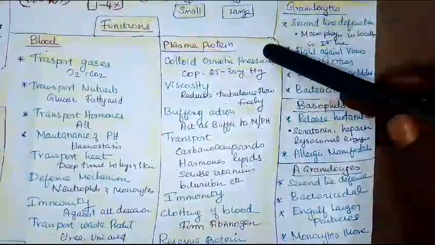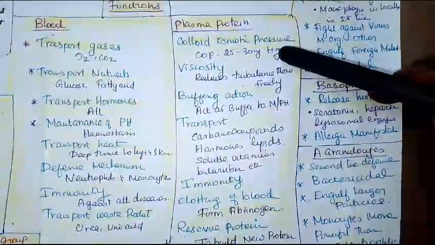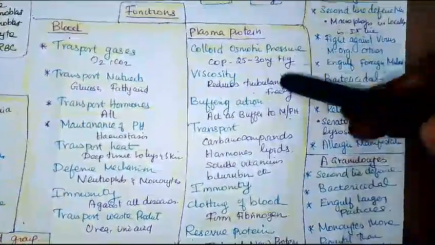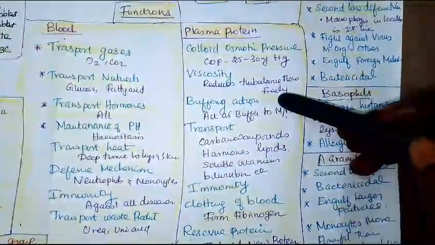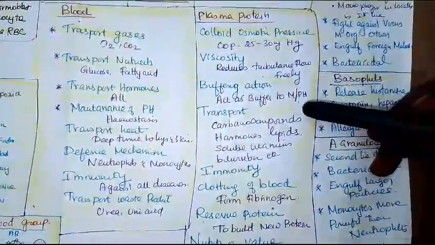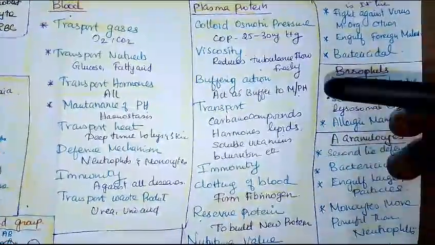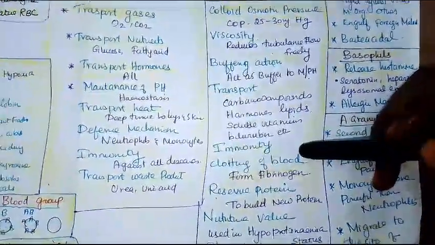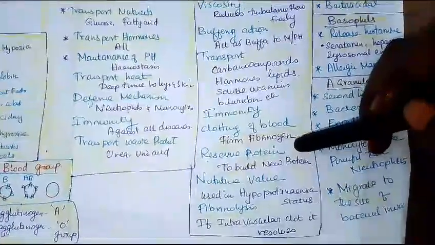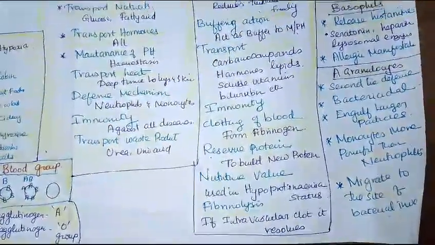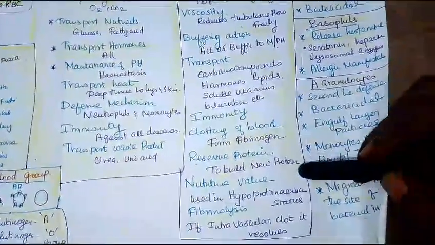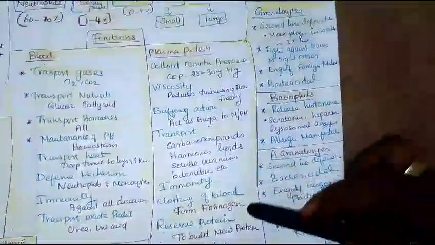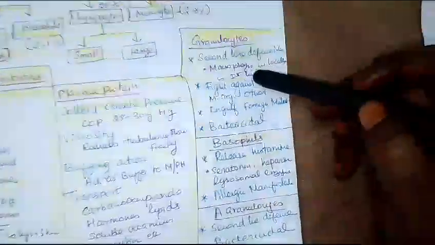What is the function of plasma protein? It is like a colloid substance, right? So it gives permeability, it flows directly, freely moving. Buffering action, transport of carbon components, all the carbon components and the hormones, lipids, then immunity, clotting of the blood, fibrinogen, and reserve protein to build new protein, nutritive value it is maintaining, and fibrinolysis. Fibrinolysis resolves an intravascular clot.